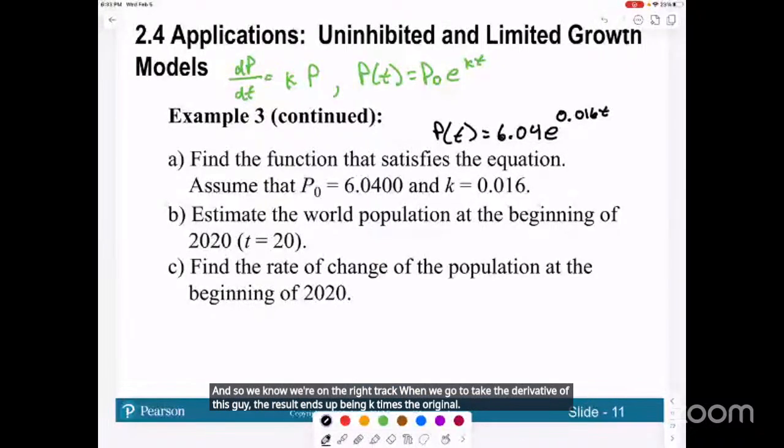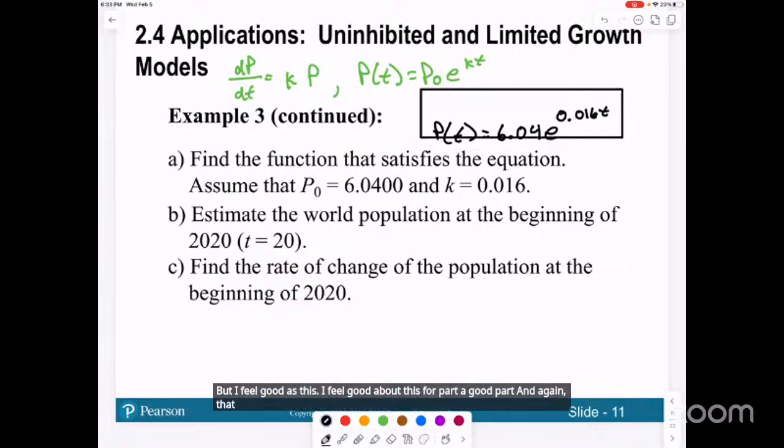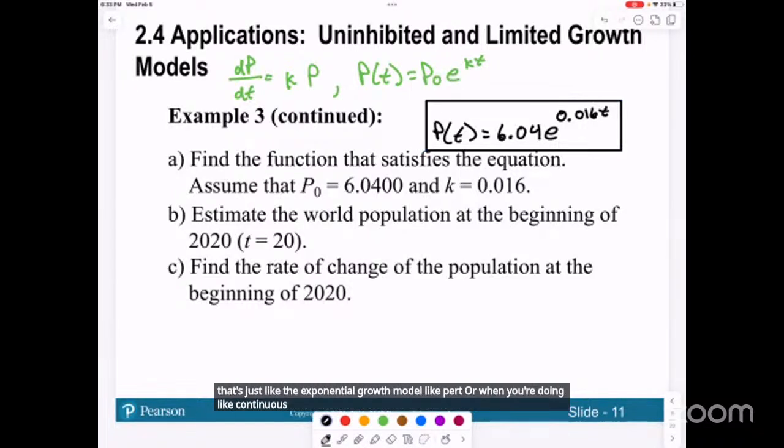All right? I'm just going to leave that as an exercise. But I feel good about this for part A. And again, that's just like the exponential growth model, like PERT, or when you're doing continuous compound interest, it's all kind of the same thing. Okay. All right, so we're going to go with this.